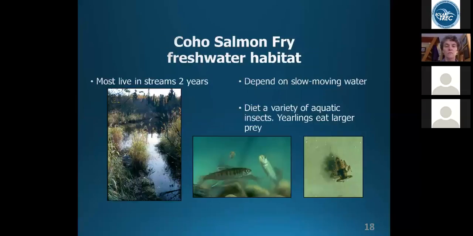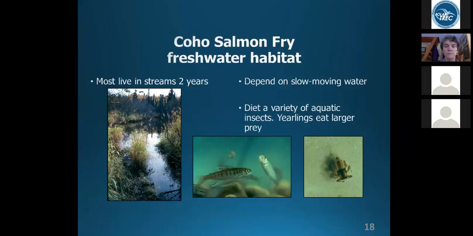So Coho salmon fry have the longest freshwater residence. Most of them live in streams for 2 years, and some even will live in freshwater for a 3rd year. The young fish in the fry stage, they're really dependent on slow-moving water. And Coho salmon are actually often very closely associated with beaver dams. They like the quiet pools that are formed behind the dams, and they feed on the variety of aquatic insects that are found in those slow-moving waters. And then once they're a year or so old, those salmon tend to start feeding on fish.